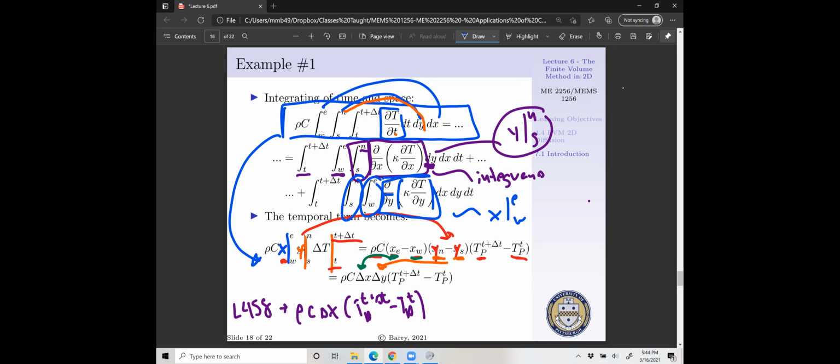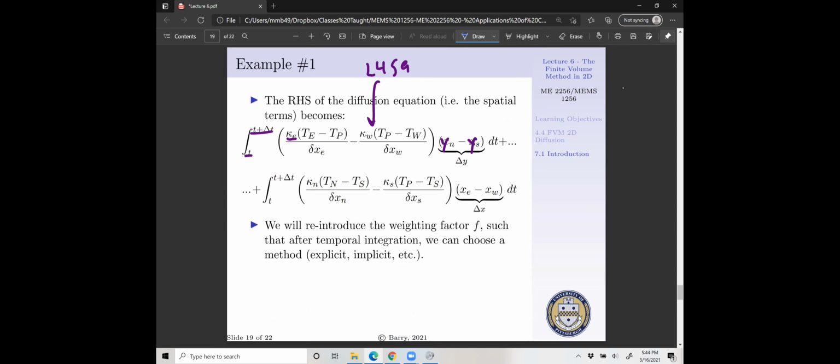We know how to handle that integration from lecture 4. So that turns into kappa evaluated at our north face times the quantity T north minus Tp, and I'll fix that. There's a lot to type up this morning. Per delta y north, minus kappa s times Tp minus T south per delta y south. And we have this quantity that was hanging out. This is x evaluated at the east interface minus x evaluated at the west interface, which is delta x. So now all we have to do is integrate this guy with respect to t, evaluated between our bounds of t and t plus delta t.